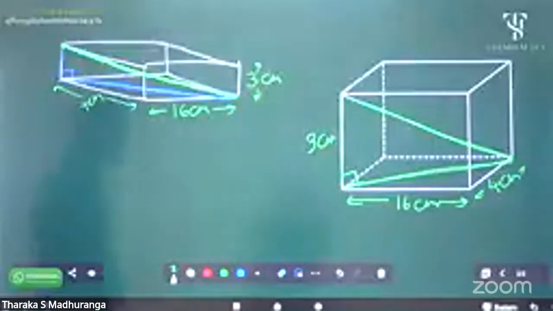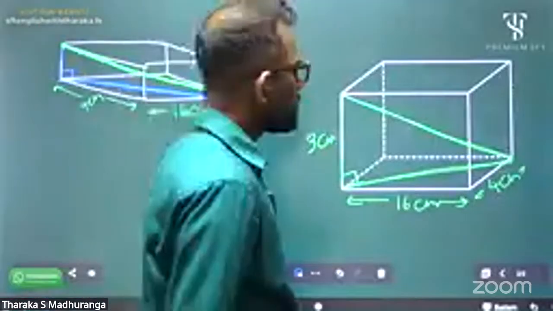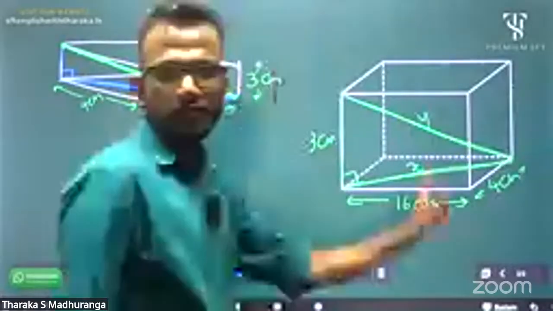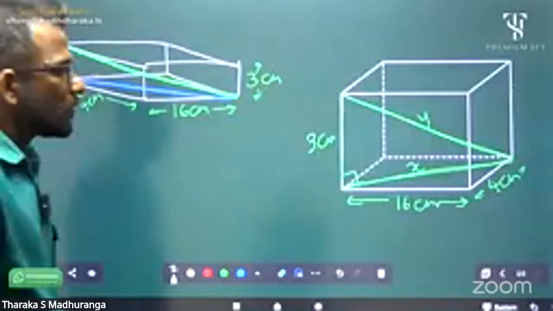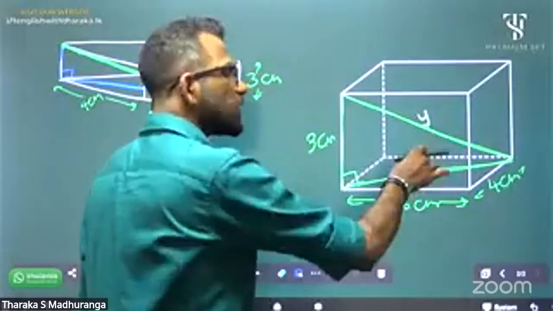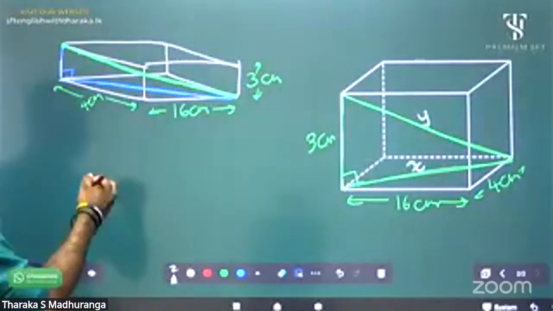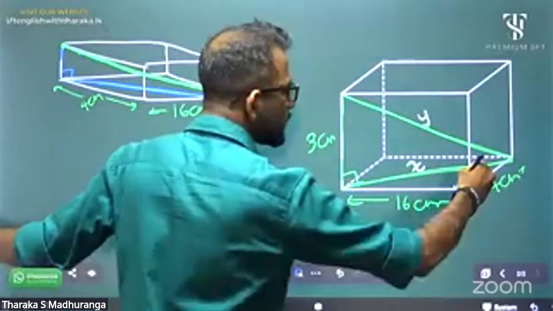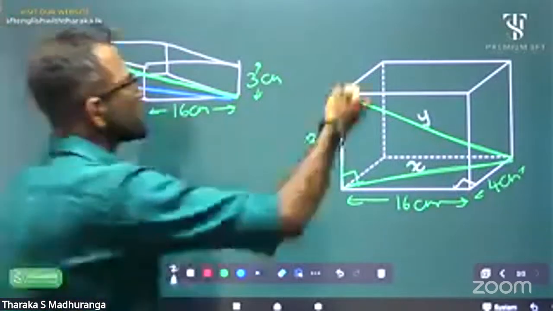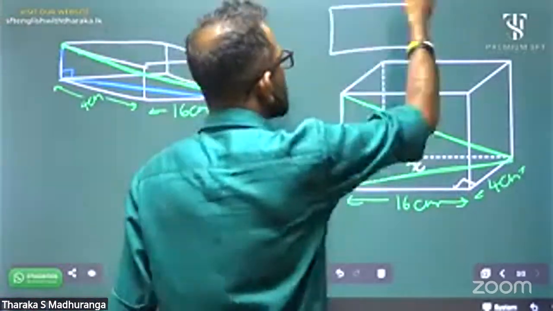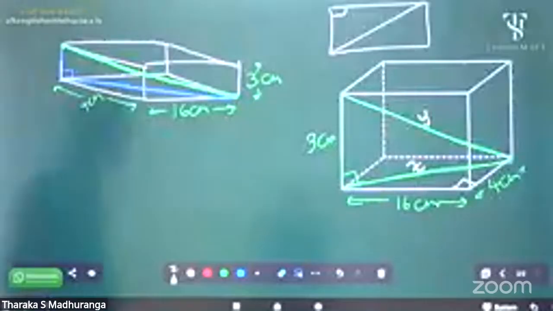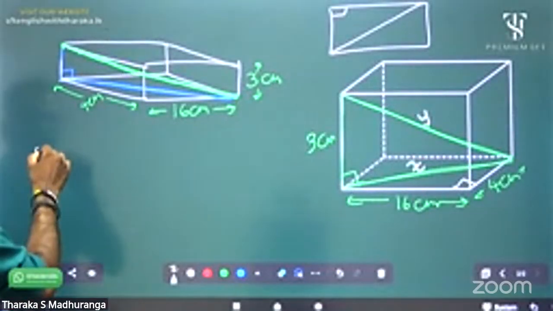That's the method. Now, first of all, you can get this thing. It is x. The longest one is y. For easy understanding, I use x and y. How to get this x? Again, this one is a right angle triangle, because it is the bottom. 16 and 4. Pythagoras theorem.